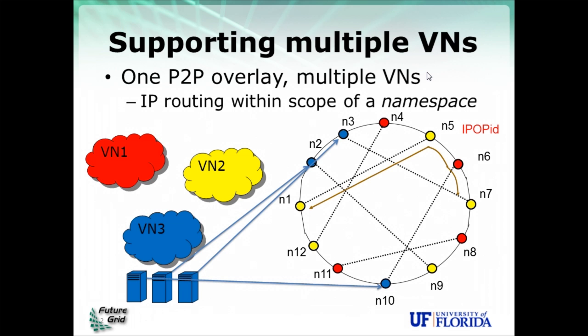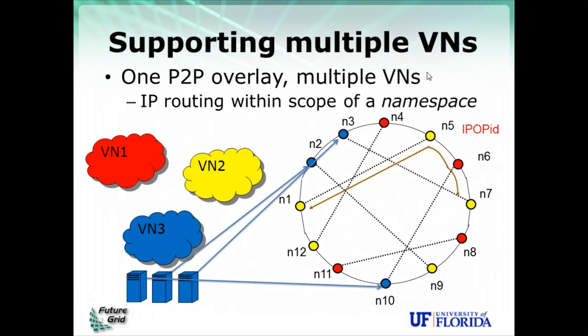So this example illustrates a scenario where we have three users with three different virtual networks, VN1, 2, and 3, and they are sharing the same underlying P2P overlay. So the machines in blue belonging to virtual network 3, for example, can communicate within their virtual networks. They can have IP addresses that are isolated from the addresses allocated to other virtual networks and are able to communicate without worrying about collisions with the namespace or the address space of the other virtual networks.